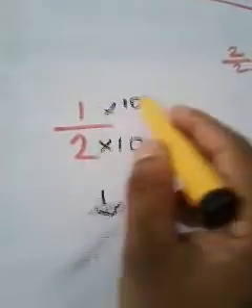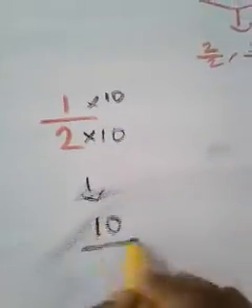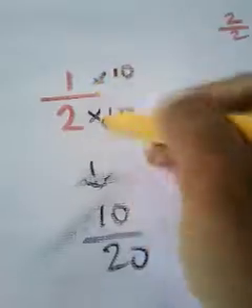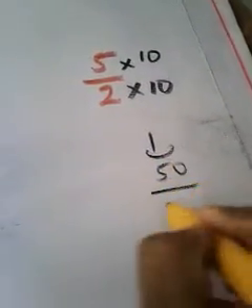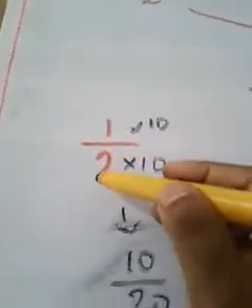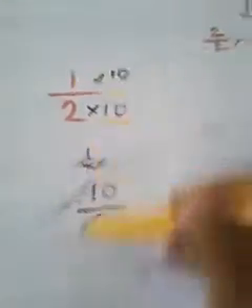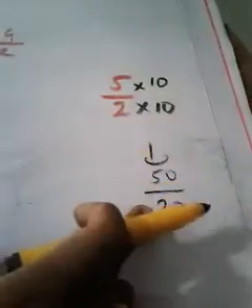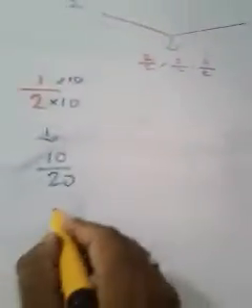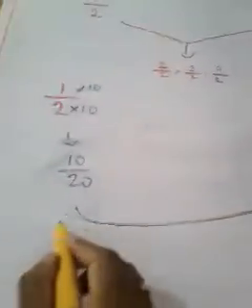Okay. So it means 1 by 2, when you multiply with 10, becomes 10 by 20. That means instead of 1 by 2 I can write 10 by 20, and here it becomes 50 by 20. Instead of 1 by 2, 10 by 20, both are same. Instead of 5 by 2, 50 by 20 came, because 5 by 2 and 50 by 20 are both same. Now can you find some rational numbers between 10 by 20 and 50 by 20?